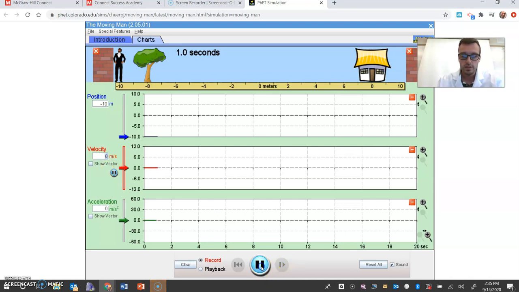What if my initial velocity here is 0? And what if I accelerate? Acceleration is a change in velocity. So we expect that our velocity would start at a value of 0, but then that velocity would increase as we go. And so here's the cool thing.